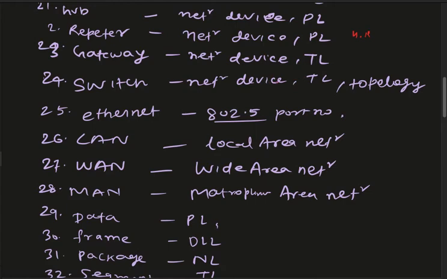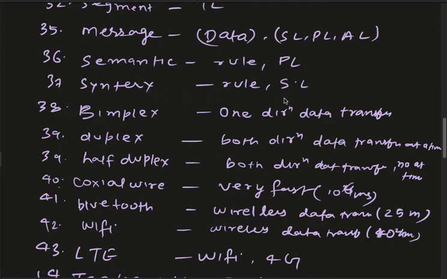Today I have discussed the OSI model in device and line. So this is today's discussion and frame. So this is the OSI model part. Okay, and this is rule and syntax. So this is a protocol. Semantic and syntax is a protocol, and this is simplex. Simplex is one direction to another direction. Simplex and duplex is both directions.